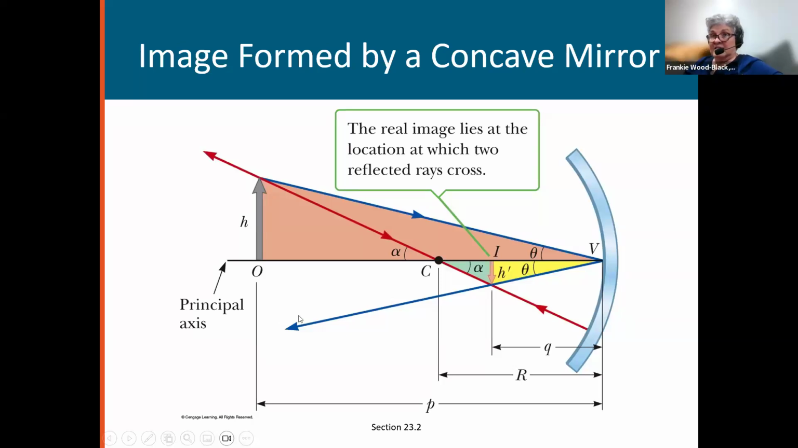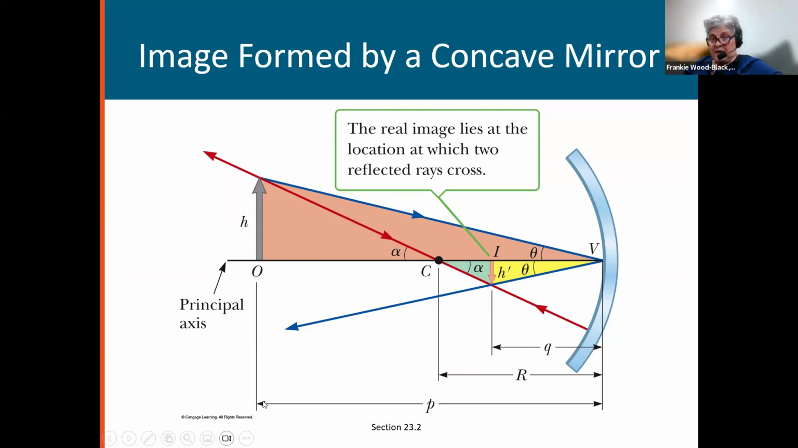Now, the second ray is going to go through the center of curvature. So here, this will go there. It'll go through the center of curvature, and it will come directly back, and I get that. And so here is my actual image. It's inverted, and you can see that it's actually smaller.